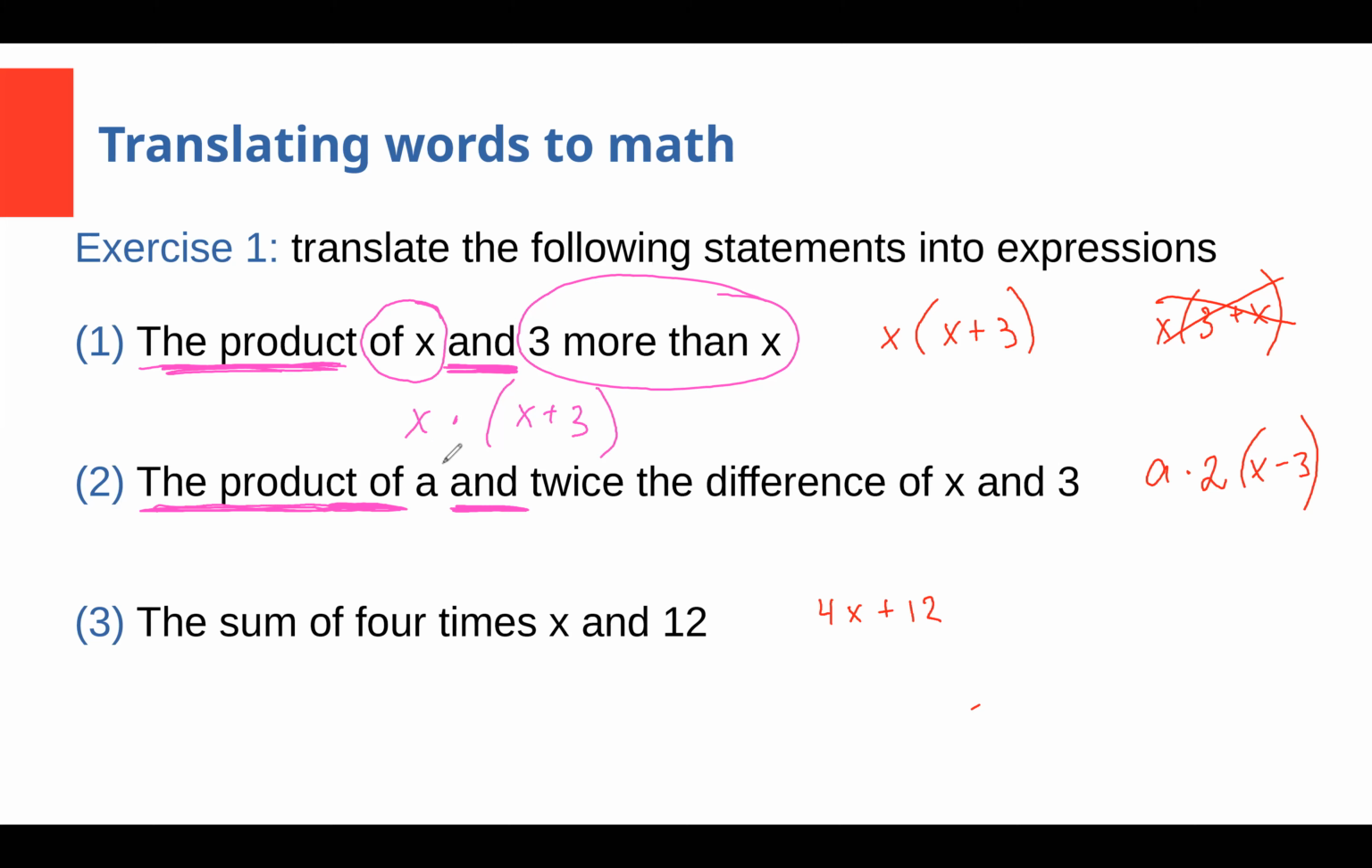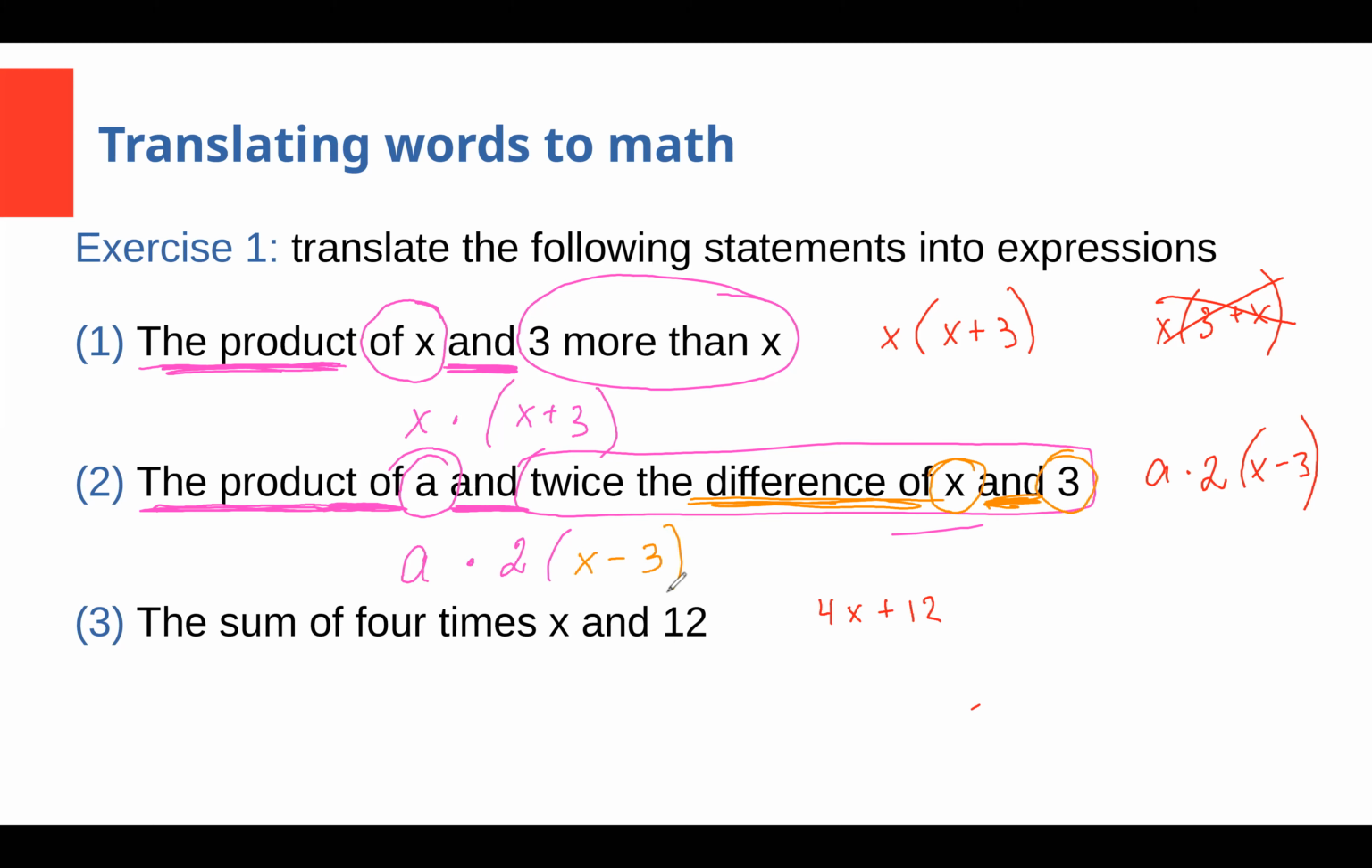So the product of this and this, right? This one I can put up right away, easily. Now, twice the difference. This word difference, once again, usually has two participants: difference of this and the other. So this "and" belongs to the difference of x and 3, right? So here we go, twice, and then we put x minus 3. So this is how it works for me.